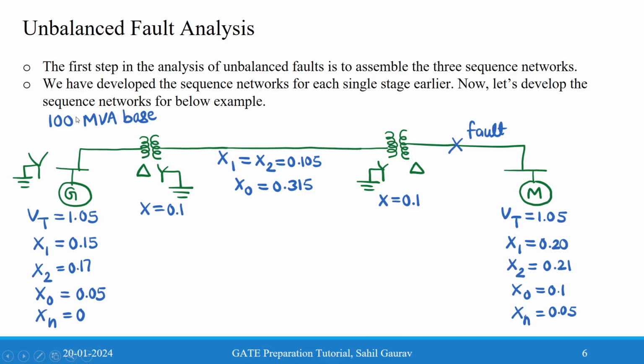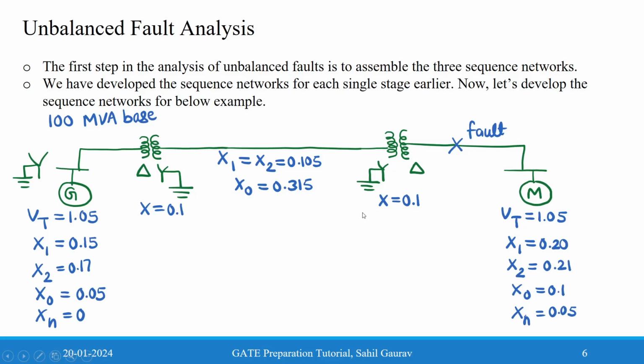Now, for the unbalanced fault system, we will first see an example. The first step for the analysis of unbalanced faults is to assemble the three sequence networks, and we have developed the sequence network for each single stage earlier, like for generator, for transformer, and for transmission line. Now we will develop the sequence network for this example below.